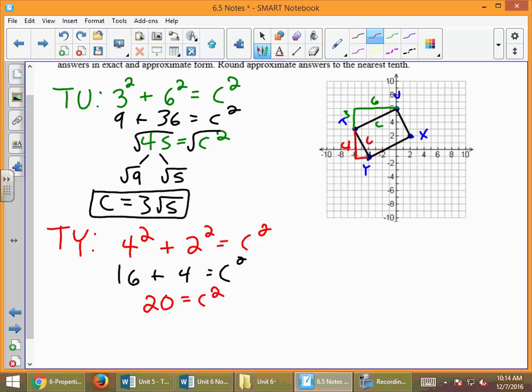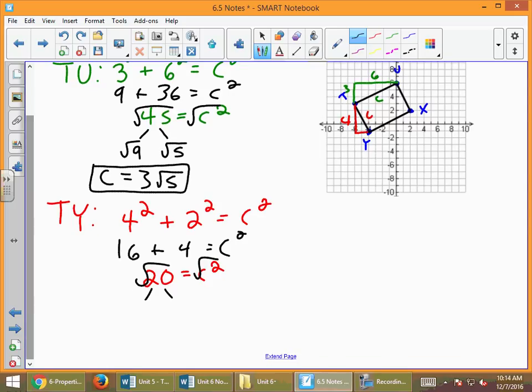How do I get rid of this? Again, same process, square root, square root. 20 is not a perfect square, but is there a perfect square that goes into 20? 4 does. So it's going to break down to this, 4 times radical 5. So my C value is 2 radical 5. There it is. So I now have my base, and I have a height.